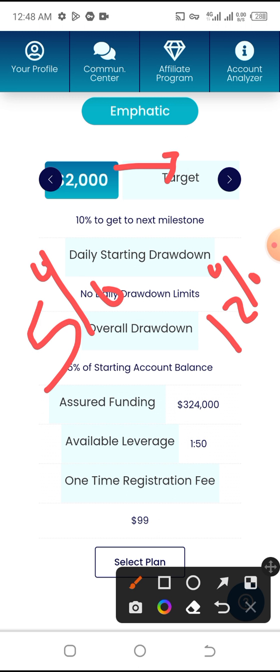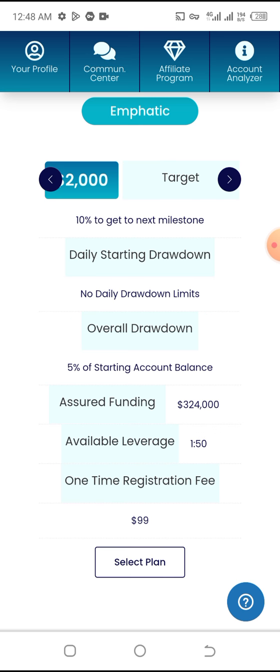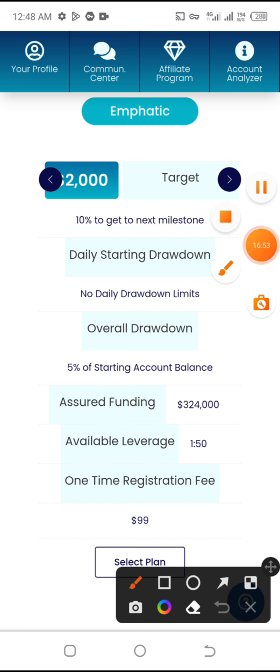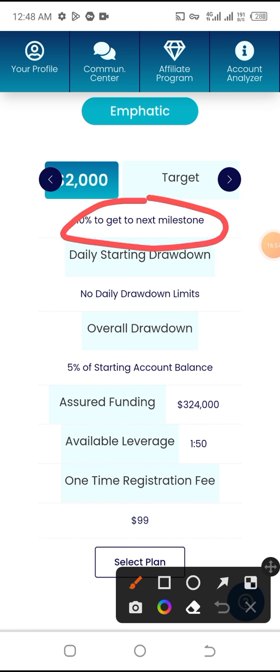Now, in accelerated, of course, they don't tell you that you're supposed to make a certain target. No, in accelerated, once you reach 10% of your profit, there is something advantageous about accelerated that I tested once.